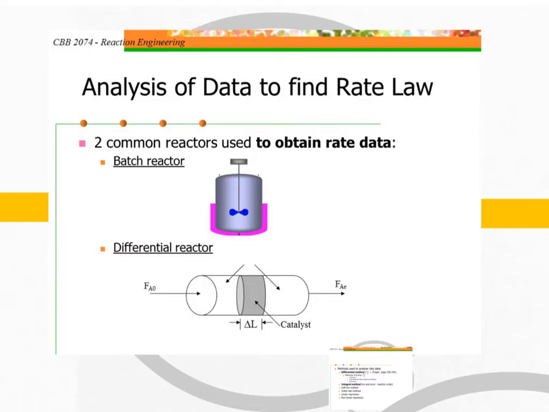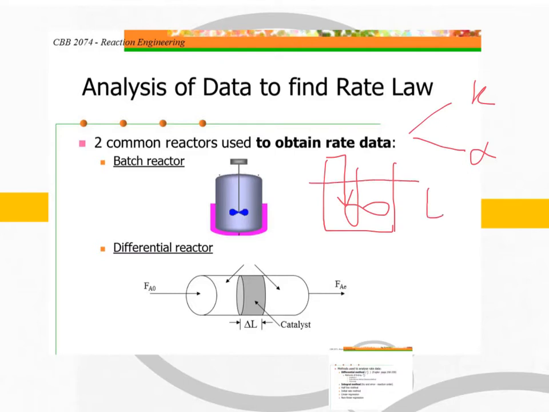There are normally two types of reactor that we use to obtain rate data, which is basically to obtain k as well as to obtain the reaction order. The first one is the batch reactor. So you have a reactor, you put in your reactant, and then you wait until a specific time, then you stop your reaction and record your data such as the concentration of A.